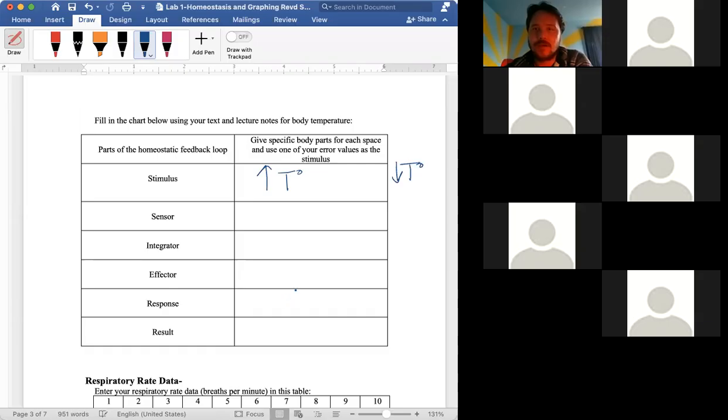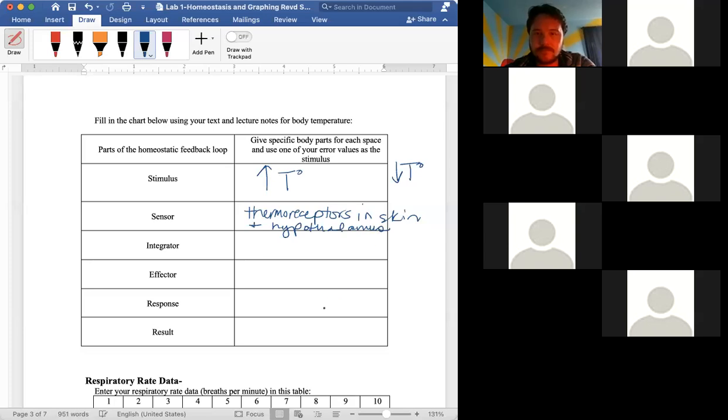So for the sensor, and we went through this in lecture, what you're going for is you're trying to find a receptor in a location. So don't just give me thermosensors, it would be thermoreceptors. So we still put skin, right? You want the location and the receptor, and that's going to be true for each of these. Thermoreceptors and skin. You can put in the hypothalamus too if you want to. You can give me one or the other, or you can give me both if you want to.